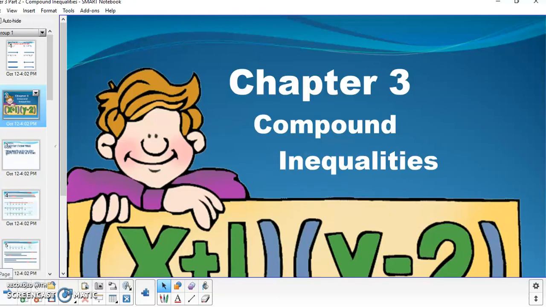Today you're going to watch a video on different types of inequalities, specifically compound inequalities. We've already looked at less than, greater than, less than or equal to, and greater than or equal to inequality signs. We've solved multi-step inequalities. So I'm going to continue with what we need to be successful.